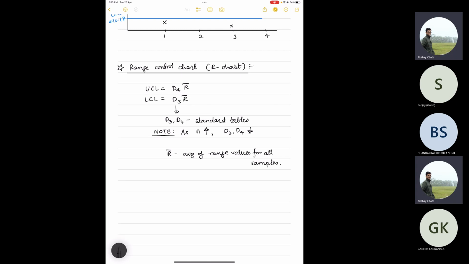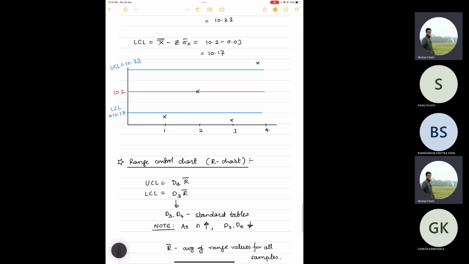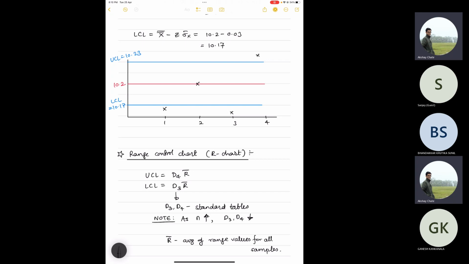And then once you have R bar, and D3 and D4, which you get from a table depending on how many units per sample you have chosen, you can calculate UCL and LCL, and similarly you can plot a graph like this. Here the red line will not be there, okay? In a range control chart, there is no mean. There is only UCL and LCL, so only two blue lines will be there.